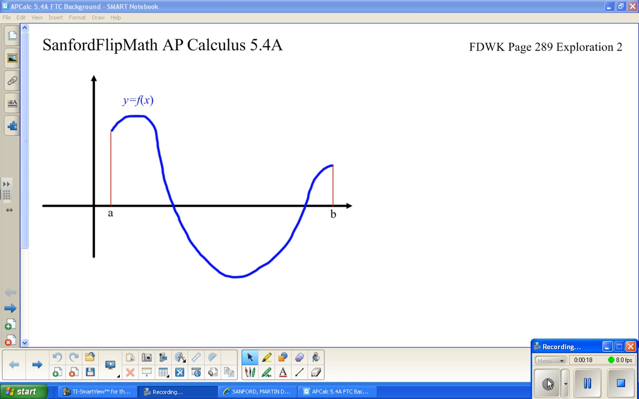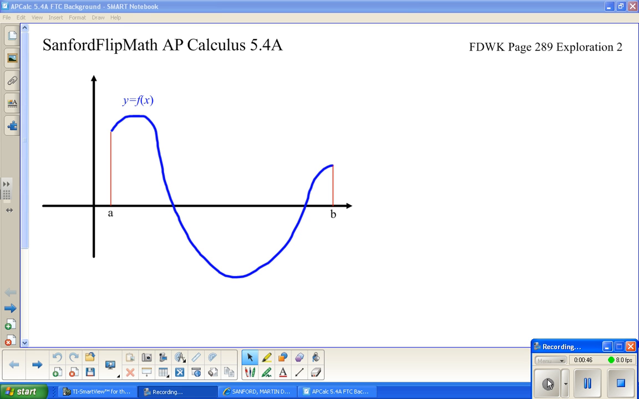We have already done some dabbling with this. In fact, I'm about to recap the exploration that we did as an activity in class because I think the point that comes from this is so huge, and since I don't do an actual proof for the fundamental theorem of calculus, this is as good as it's going to get for us. So this is a recap of exploration 2 from page 289, which illustrates what's going on.